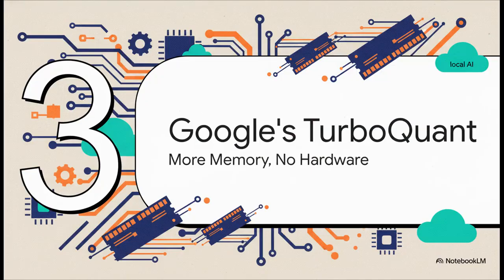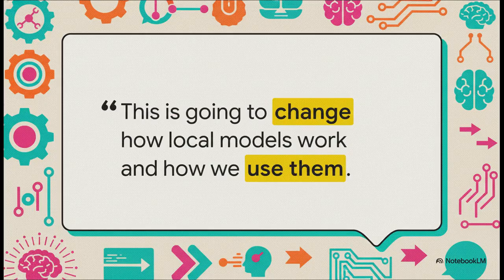But what if you could store way more information without needing a single extra gigabyte of RAM? This is where it gets exciting. Welcome to Google's solution, TurboQuant. We're talking more memory with zero new hardware. And hey, don't just take my word for it. This isn't some small, incremental improvement. Timothy Karabat, who founded the popular local AI platform Anything LLM, calls it revolutionary. He says this is going to change how local models work and how we use them. And you know what? He's absolutely right.